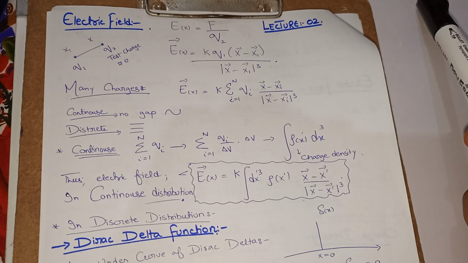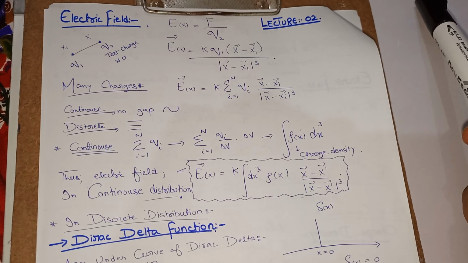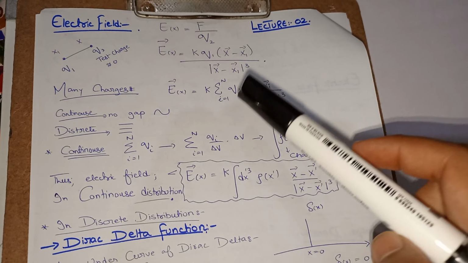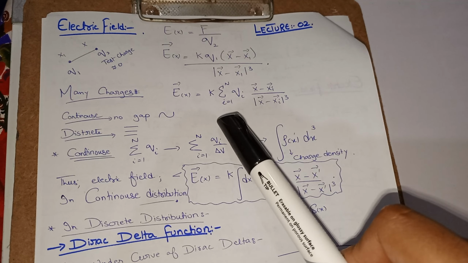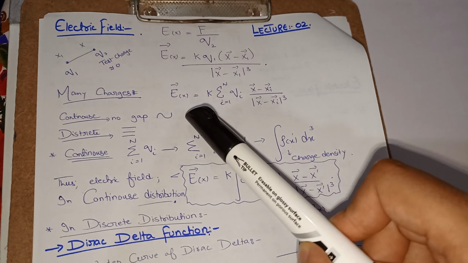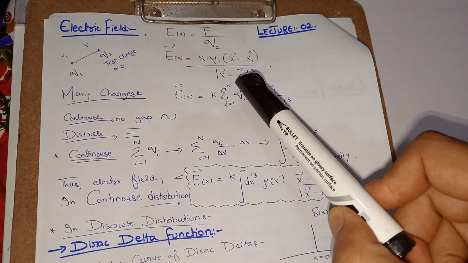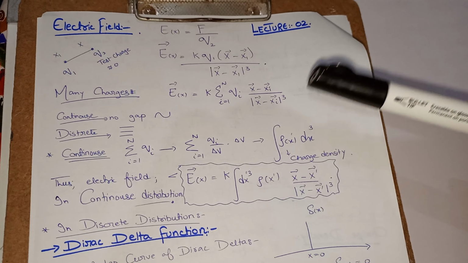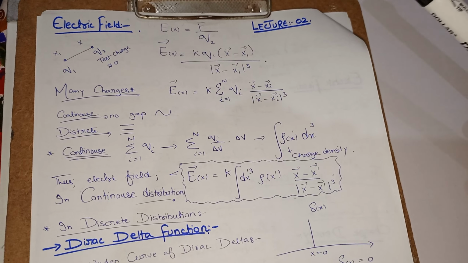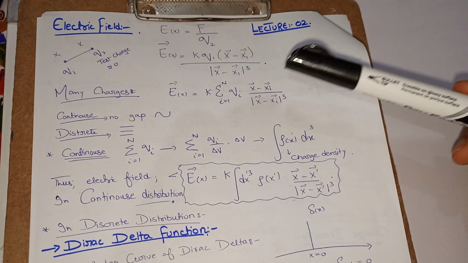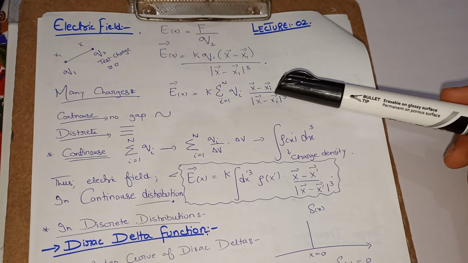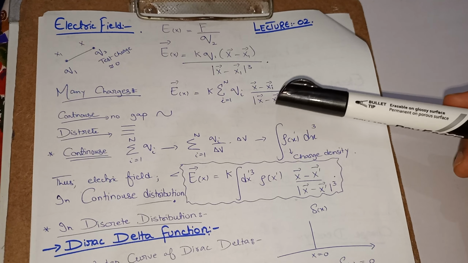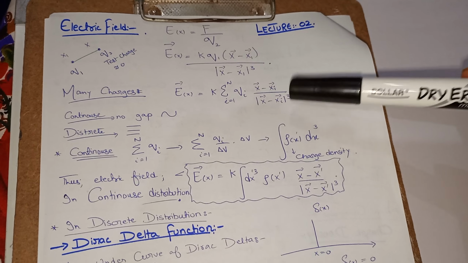But what if there are n number of charges, meaning many charges? Then you just have to take this summation: k as it is, summation from 1 to n, meaning there are n number of charges, qi is the charge, and similarly the position vector x minus xi divided by the position vector magnitude cubed.